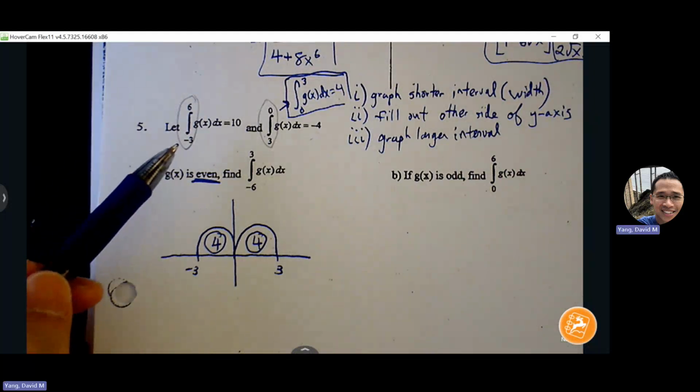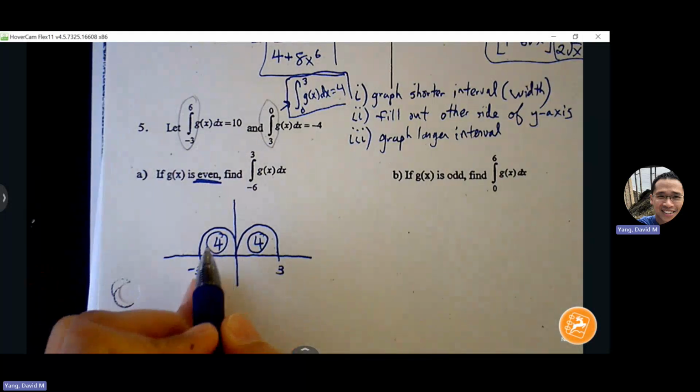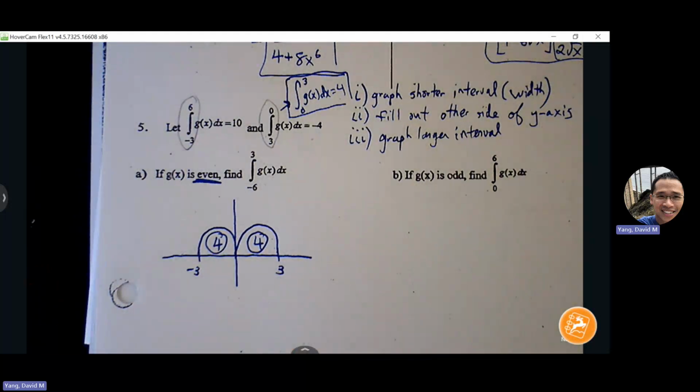Larger interval is from -3 to 6 is 10. Now, we don't want to do this. A lot of students want to do this. They want to say, oh, okay, this whole thing is 10. And then that just messes everything up because then you're overlapping something that's already been set. So we want to do this. Okay. So that's going to throw you off.